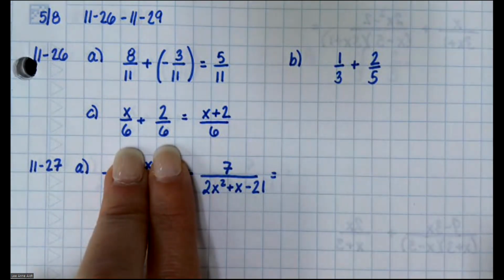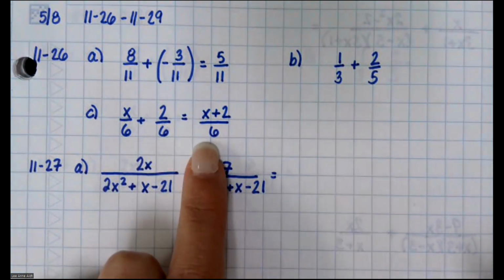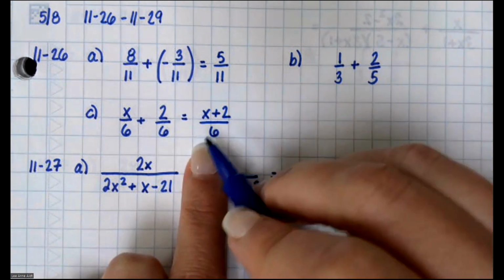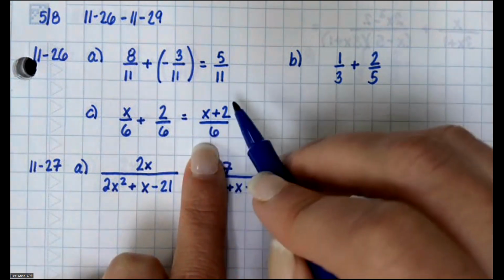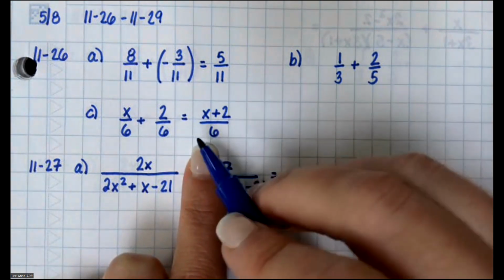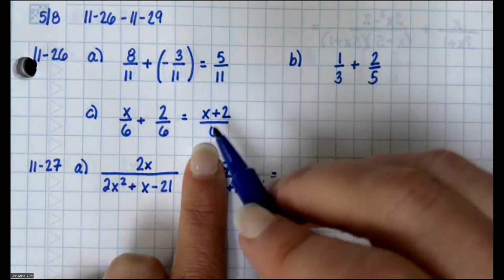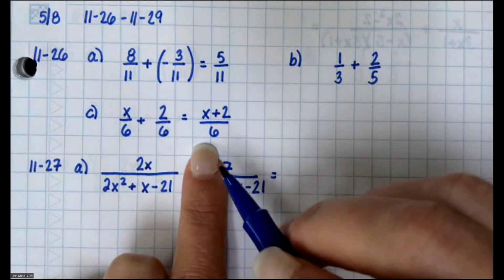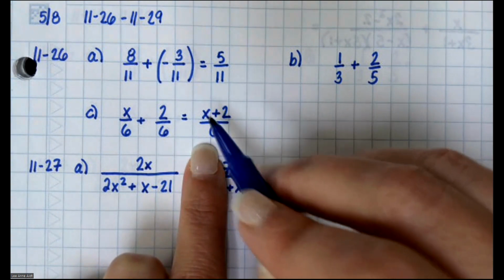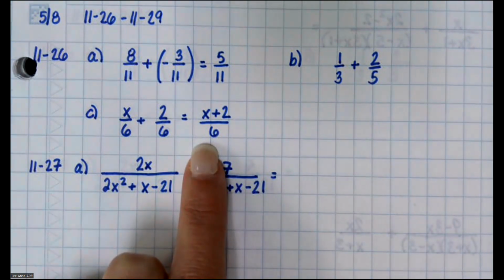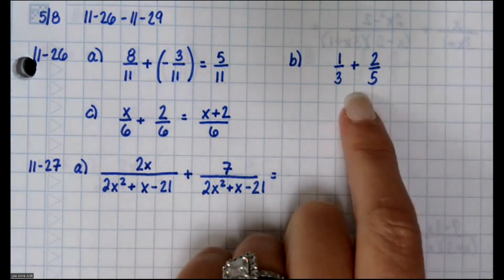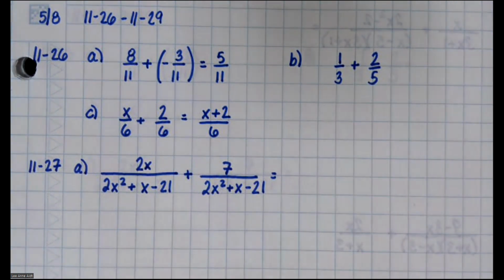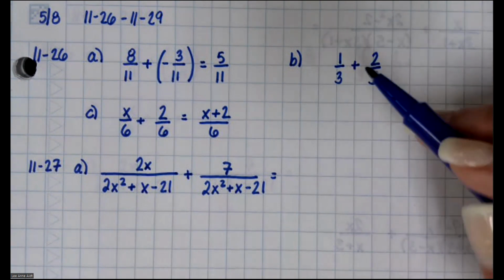Bottom stays the same. You have to resist the urge to cancel. This doesn't cancel. That does not reduce. You don't do that. The 2 is being added to a number first in PEMDAS, then divided by 6. You can't do it. Okay, this guy, this is the whole reason we're here. This is it right here. This is the big moment.